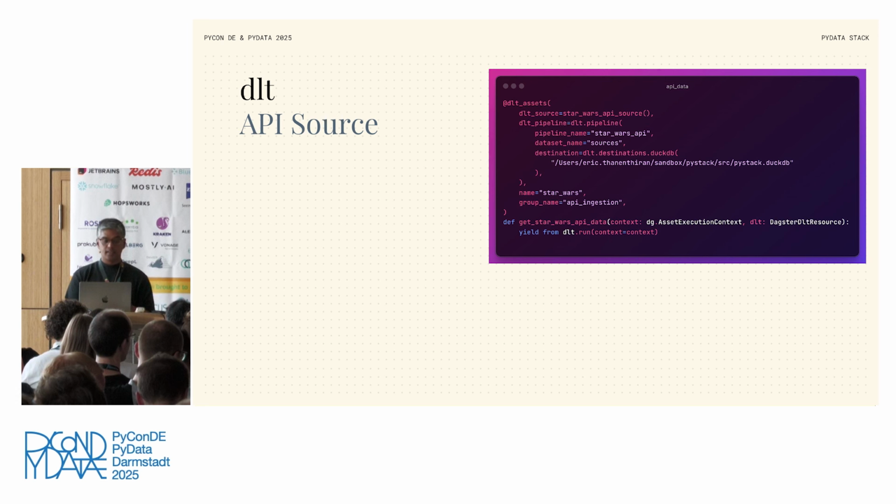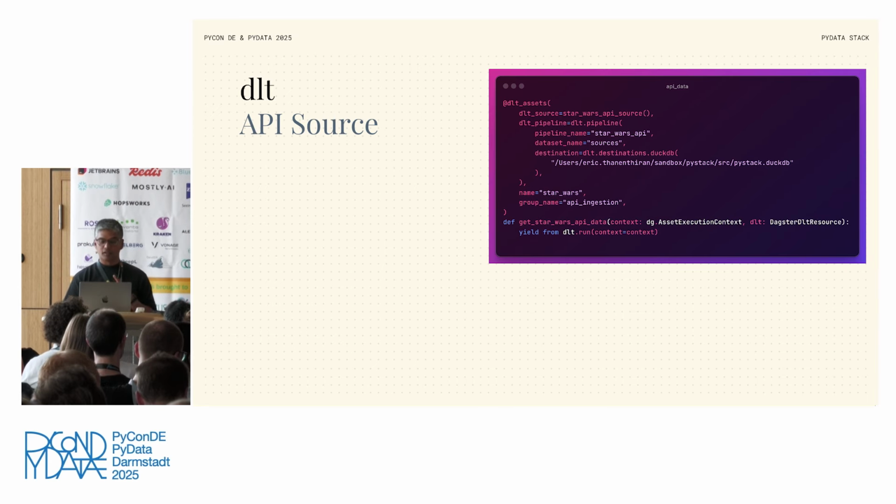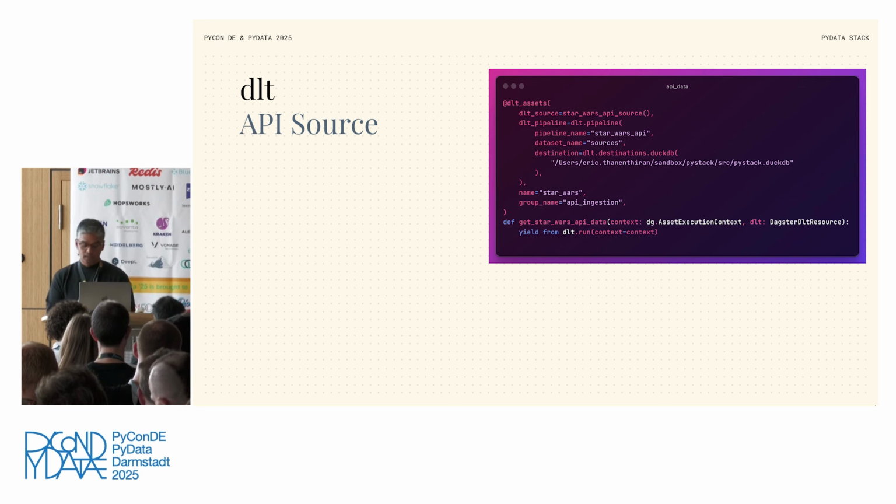Sorry, that was the file source. This is the API source. So again, very similar syntax, and again it just yields the output of the pipeline run. You can see the things that you're providing are really just the name of the dataset, the schema, the name of the table. You're calling the Star Wars API source, which was the configuration that had the REST API source configured, and then the destination as well, which is DuckDB.